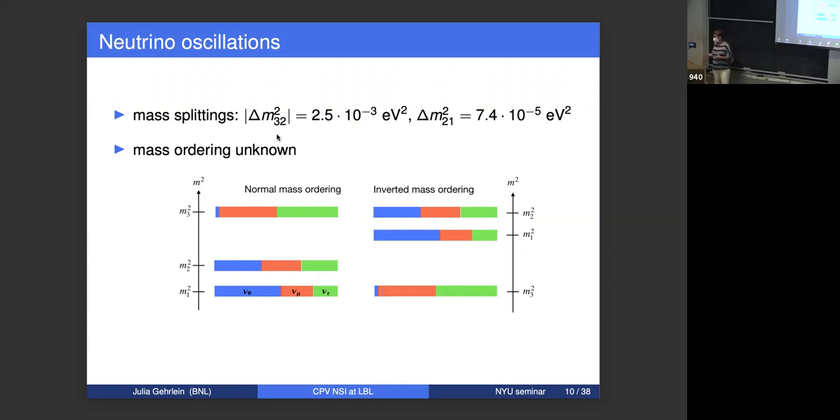There are two options for the neutrino mass ordering. Neutrinos could be ordered normal. This means that the lightest neutrino has the largest amount of electron neutrino, or the neutrino mass ordering is inverted, where the lightest neutrino has the least amount of electron neutrino.